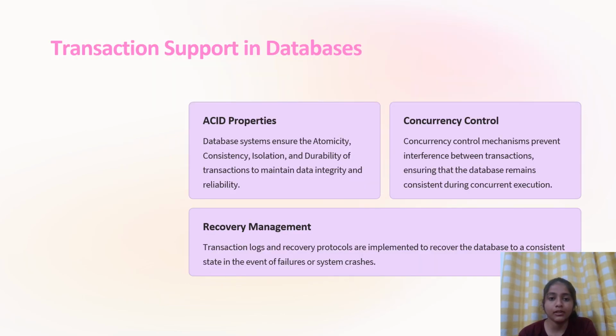Transaction support in databases. The ACID properties: the database system ensures the atomicity, consistency, isolation, and durability of transactions to maintain data integrity and reliability. Concurrency control: the concurrency control mechanism prevents interference between transactions, ensuring that the database remains consistent during concurrent execution. Recovery management: transaction logs and recovery protocols are implemented to recover the database to a consistent state in the event of failure or system crash.